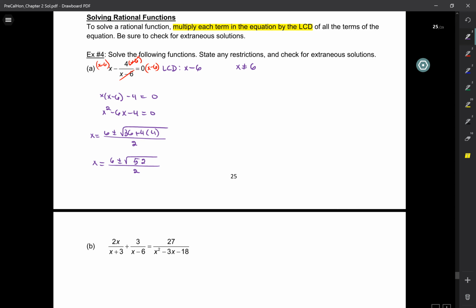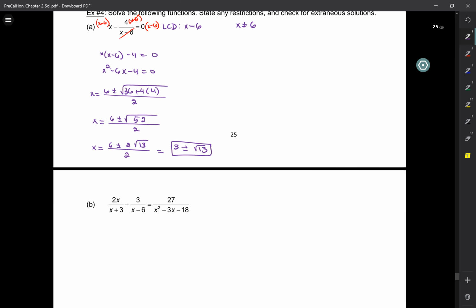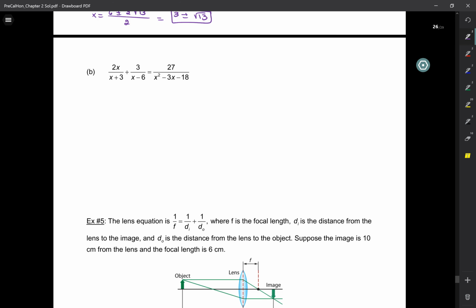52 is 2 root 13, over 2. So this is going to be 3 plus or minus root 13. Okay. One more time.